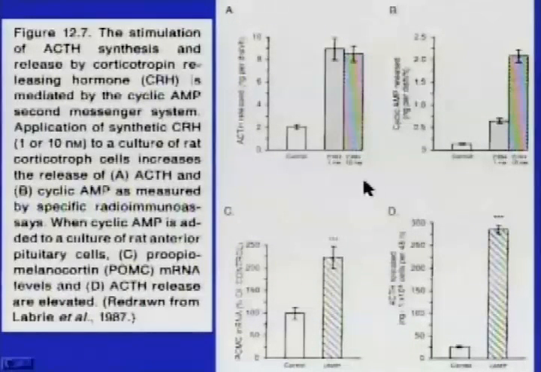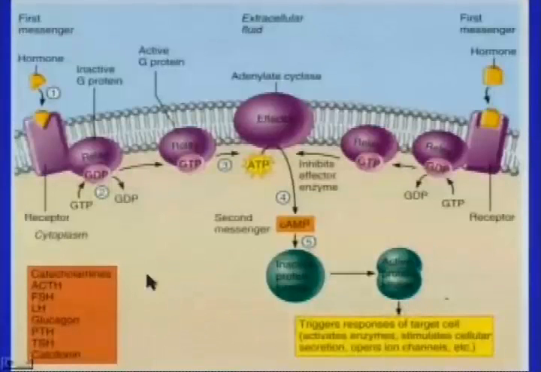So indirectly, then, we can conclude from this that the CRH is acting through cyclic AMP to impact expression and release. This is not the most conclusive evidence because we haven't blocked the cyclic AMP in the presence of CRH to show that it prevents this and prevents this. So how might this be occurring from the extracellular fluid compartment getting all the way to the gene?